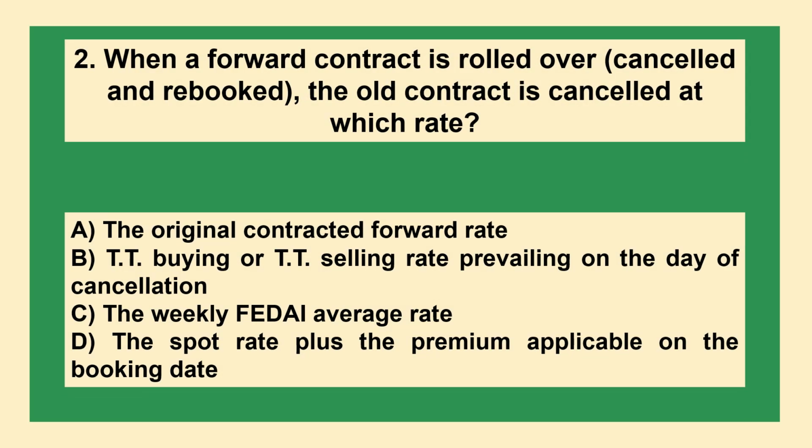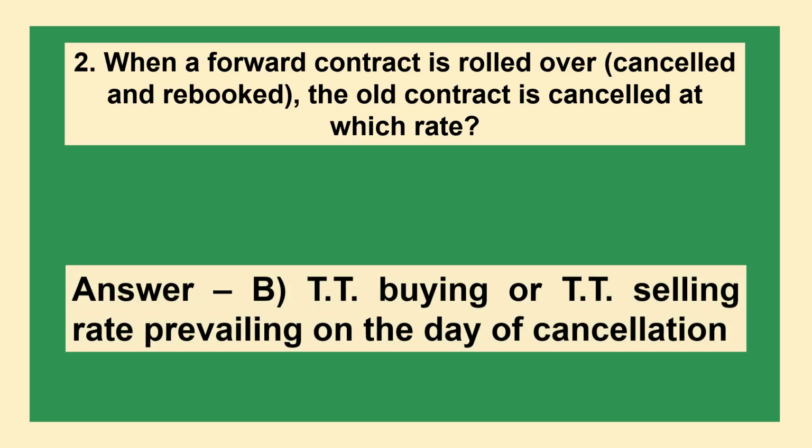When a forward contract is rolled over, cancelled, and rebooked, the old contract is cancelled at which rate? Option A, the original contracted forward rate. B, TT buying or TT selling rate prevailing on the day of cancellation. C, the weekly FEDAI average rate. D, the spot rate plus the premium applicable on the booking date. The answer is option B, TT buying or TT selling rate prevailing on the day of cancellation.